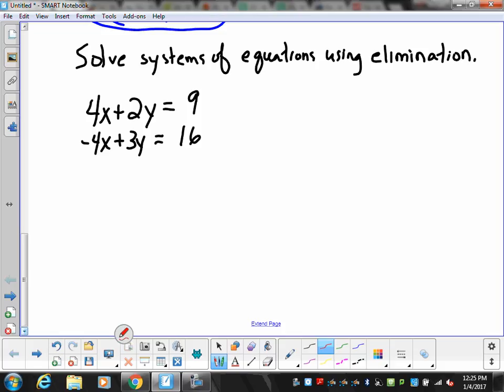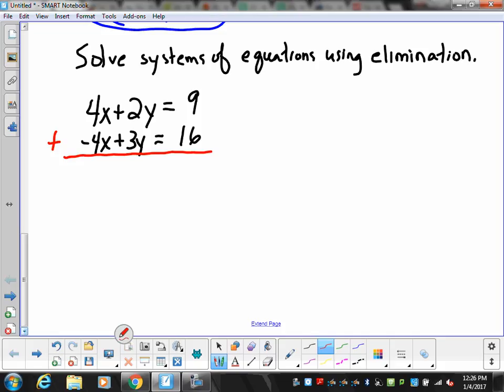So in this problem, the x term already has opposite coefficients. You have a 4x and a negative 4x. So what happens if I add 4x and negative 4x? I get 0. I eliminate the x. And that's the goal when you're trying to solve using elimination. So, since this coefficient is already an opposite, all I'm going to do is add my two equations together.